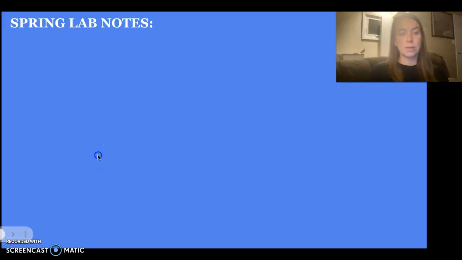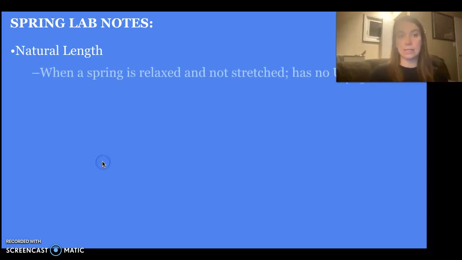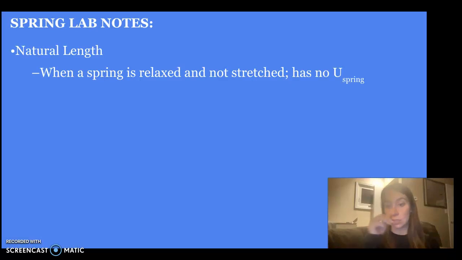First thing you need to know about springs is there's something called the natural length. If you think about a spring, like a coil, there's a natural length that springs like to sit at. So the natural length is when a spring is relaxed and not stretched. Since it's not stretched or compressed, there's no stored energy. There's no U spring potential energy. So you're writing this on page 6.